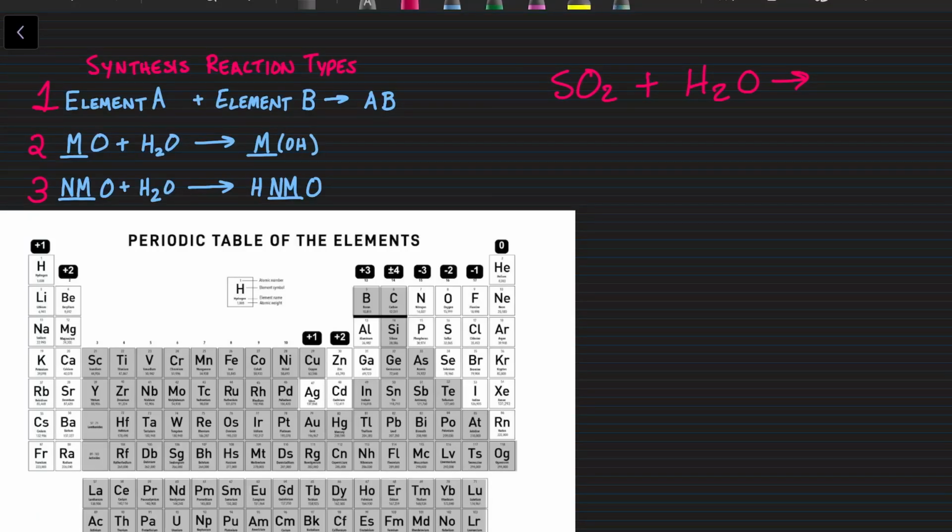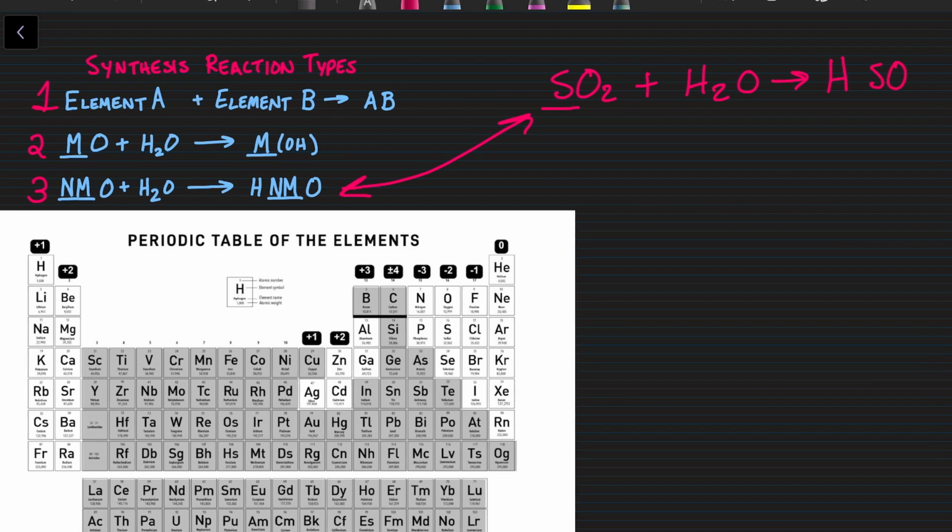Hey guys, so today we're going to be going over the 3 different types of synthesis reactions. We're going to use some of the problems from our assignment 2.7.1. And so here's number 1.